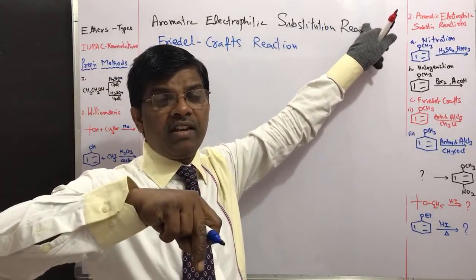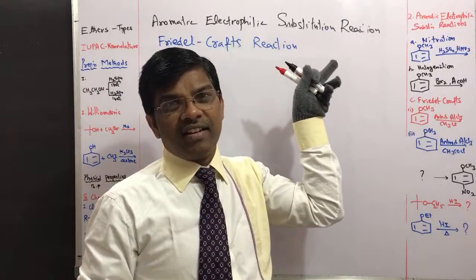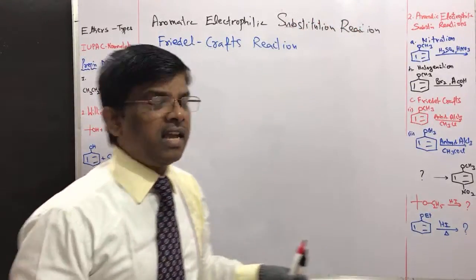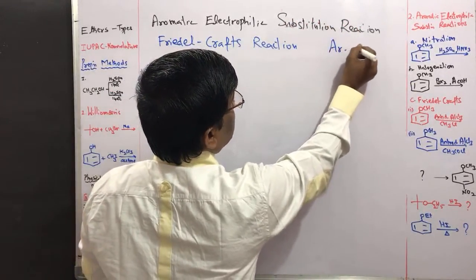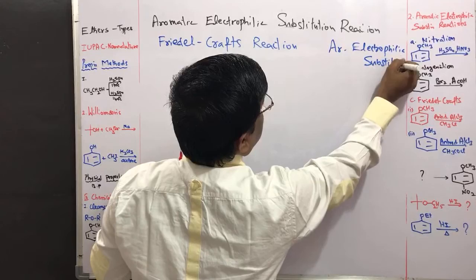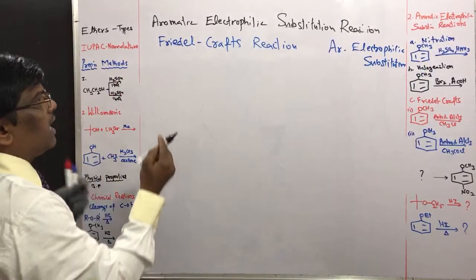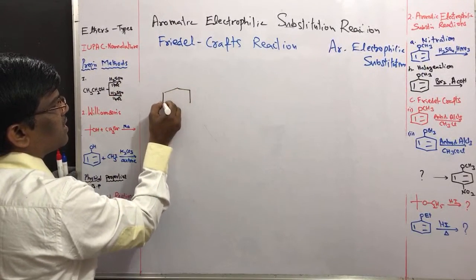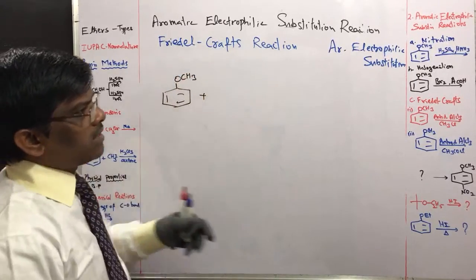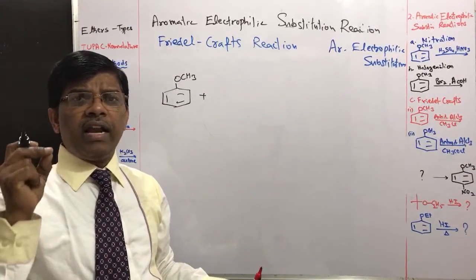It can be asked in some entrance tests what is the type of reaction of Friedel-Crafts alkylation? It is also an aromatic electrophilic substitution reaction. So let us take alkylation. What is alkylation? Let us take anisole, OCH3, plus an alkyl halide. It can be bromide, chloride or iodide.